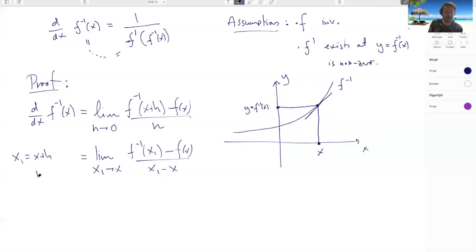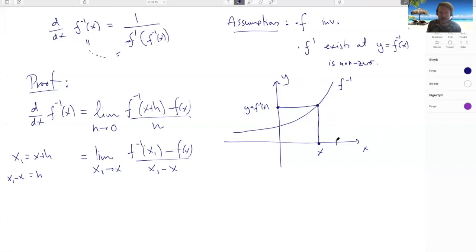If I solve for h now, this means that h needs to be replaced by this thing here, which I'm doing here. And of course, if h tends to 0, what happens with x1? Well, then x1 tends to x plus 0, so x. So this is all fine. And this can also be seen here. So let me do this.